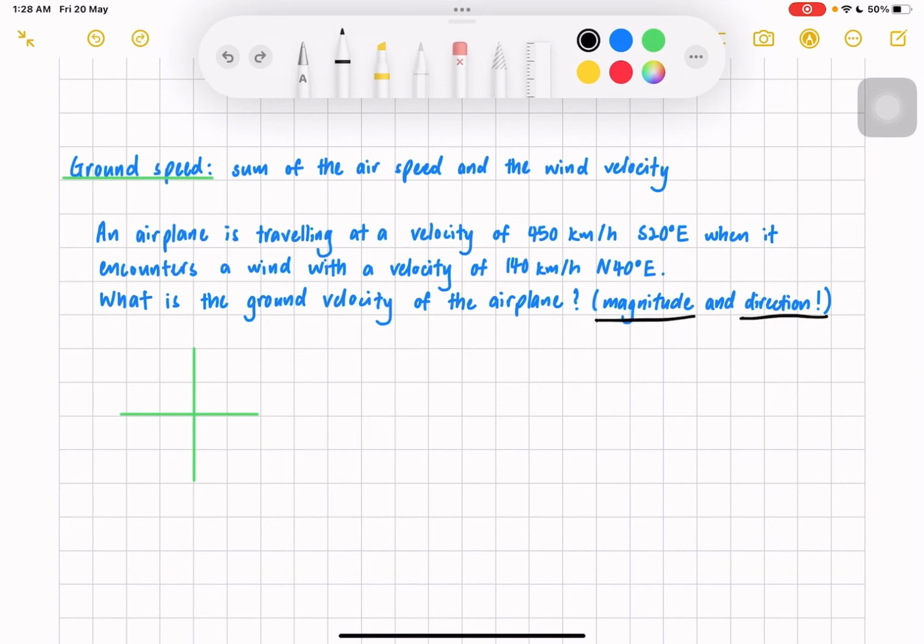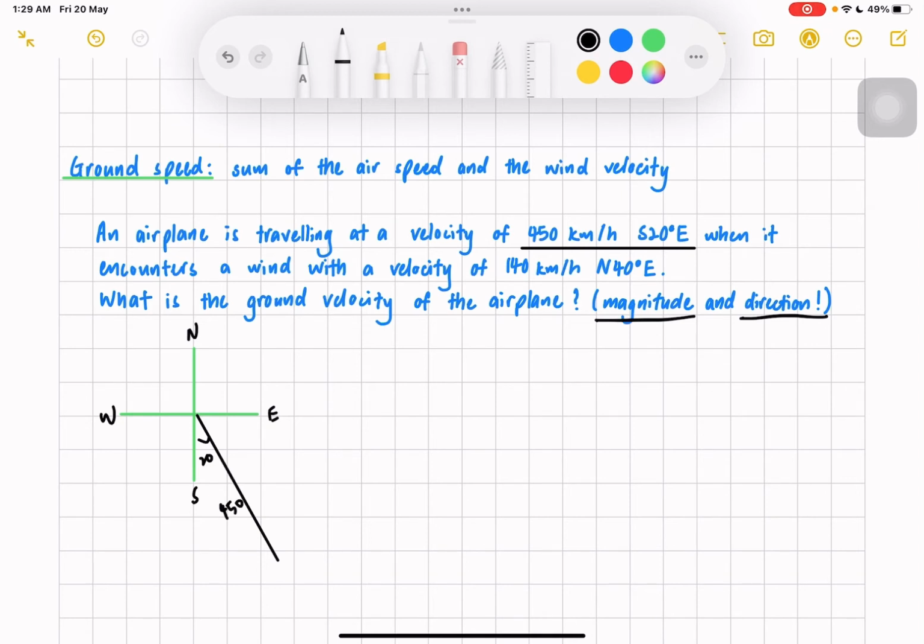Now the first step to solving this kind of word problem is to always sketch out the problem. So I have a compass here. Let me just label it north, south, east, west. The first thing that we have to draw now is the airspeed vector. We can draw the vector using the information given, which is south 20 degrees east. So it should be somewhere here with 20 degrees between them and a magnitude of 450.